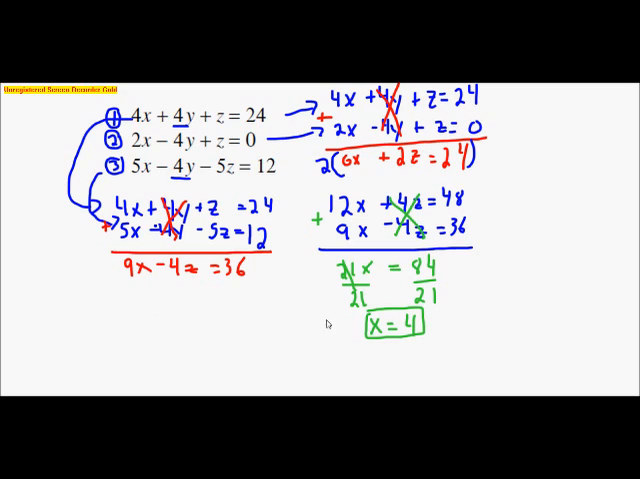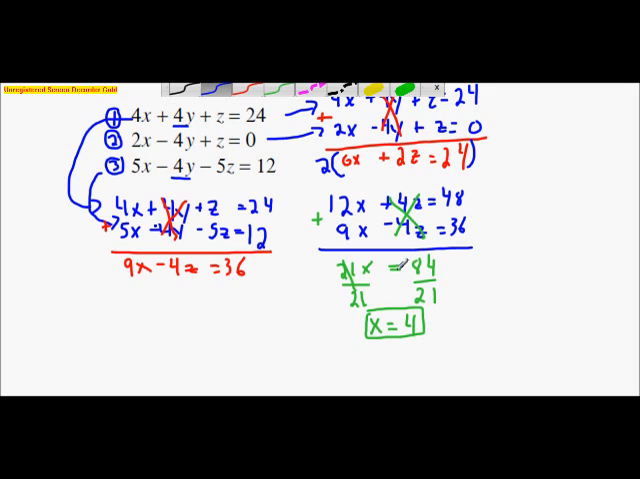Once you've found one of the variables, x, y, or z, the next step is to find the other two variables. What you're going to do is take this x value and plug it in. What you don't want to do is plug it into one of these original three equations. The reason why is, if you plug x equals 4 into this first equation, you'll still have a y and a z, and you can't solve for a variable when you have two of them. You need just one variable to solve for it and figure out what it equals.